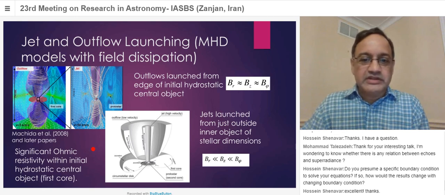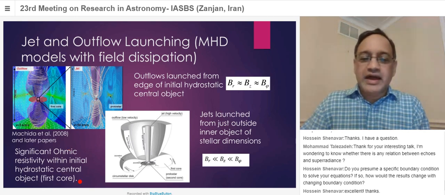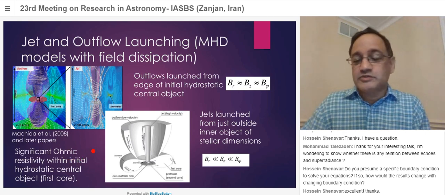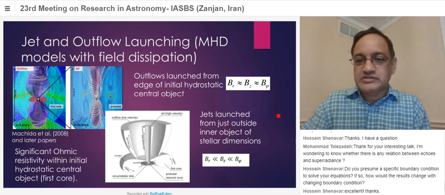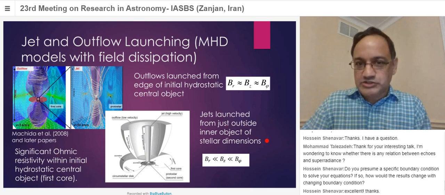But basically, the ingredients you need are magnetic field, and you need ohmic resistivity, because a flux-frozen magnetic field with no resistivity actually would not even allow the formation of a disk. So you need the right balance of magnetic field and magnetic field dissipation to have the jets and the outflows.